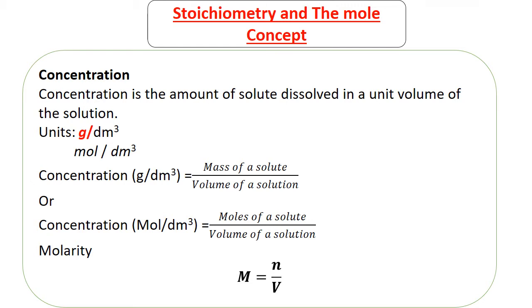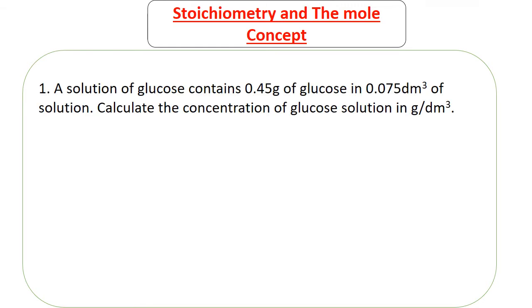So for example, a solution that has a concentration of, let's say, 20 moles per decimeter cubed is going to be written as 20 M. So the M suggests that that is concentration expressed in moles per decimeter cubed, or molarity. So let's take a look at an example. A solution of glucose contains 0.45 grams of glucose in 0.075 decimeter cubed of a solution. Calculate the concentration of glucose solution in grams per decimeter cubed.